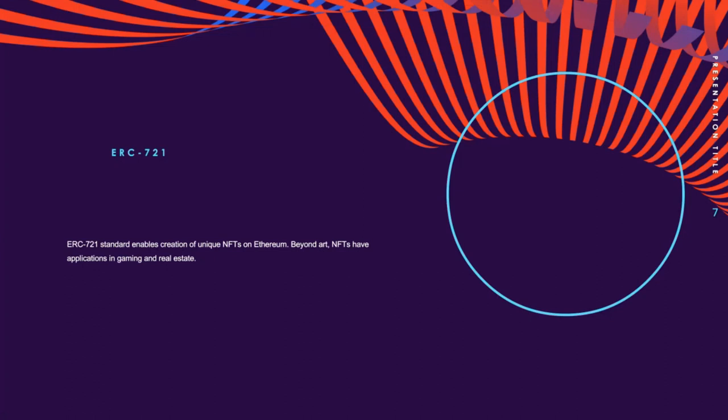We have another function called owner of that returns the address of the owner of a token. Since each ERC 721 token is a unique one, it is represented on the blockchain by an ID. And other users, contracts, and applications can use this ID to determine the owner of the token.